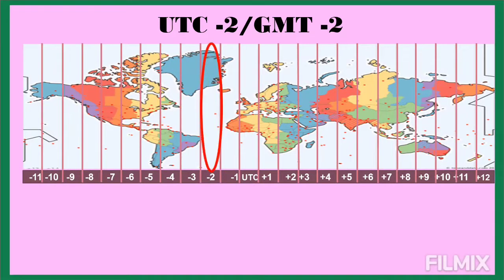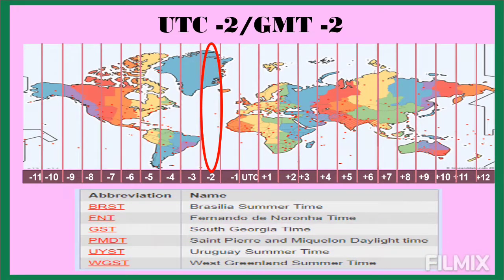We have 6 places that use the UTC -2 or 2 hours behind the Coordinated Universal Time. These are the Brasilia Summer Time, Fernando de Noronha Time, South Georgia Time, St. Pierre and Miquelon Daylight Time, Uruguay Summer Time, West Greenland Summer Time.